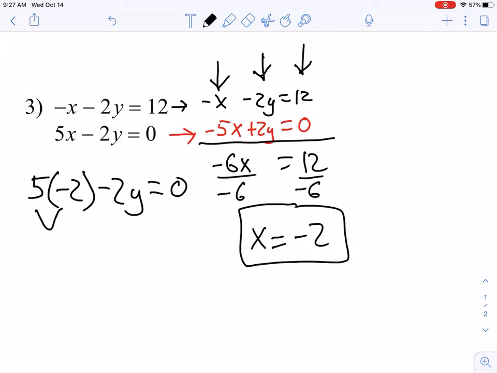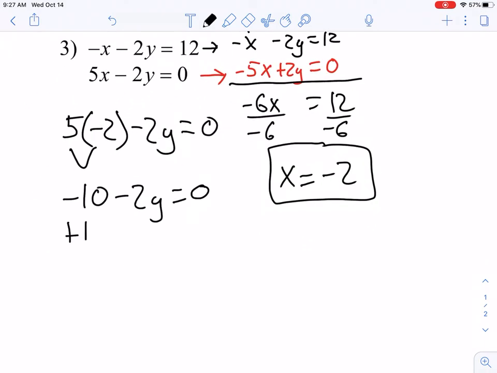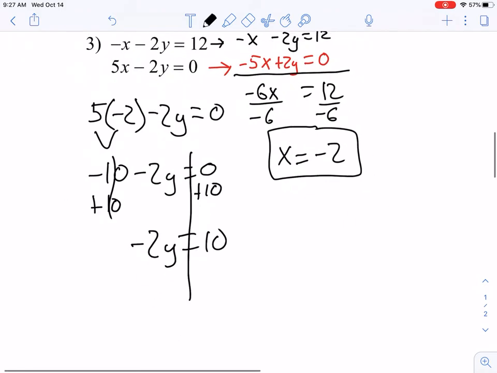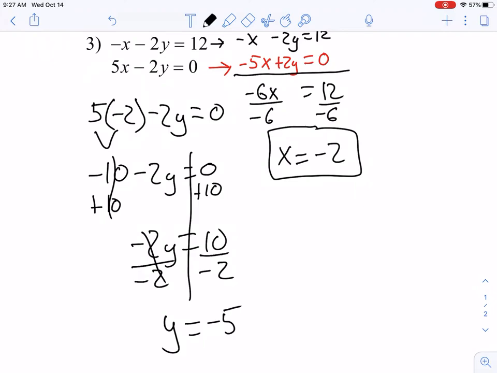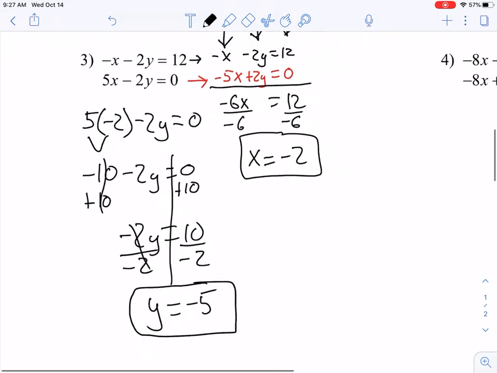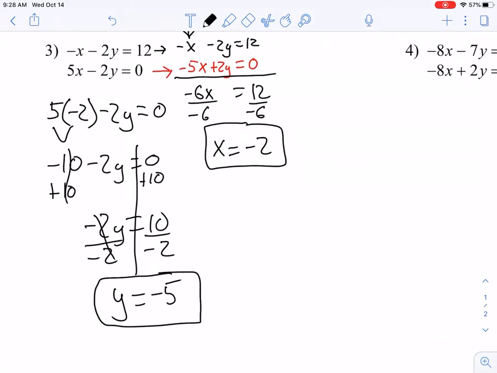And then we're solving. 5 times negative 2 is negative 10. I add 10 to both sides first. And negative 2y equals 10. And then I divide negative 2 from both sides. And y equals negative 5. Now that I've found both of my answers, I'm going to write them as an ordered pair. So negative 2, comma, negative 5.